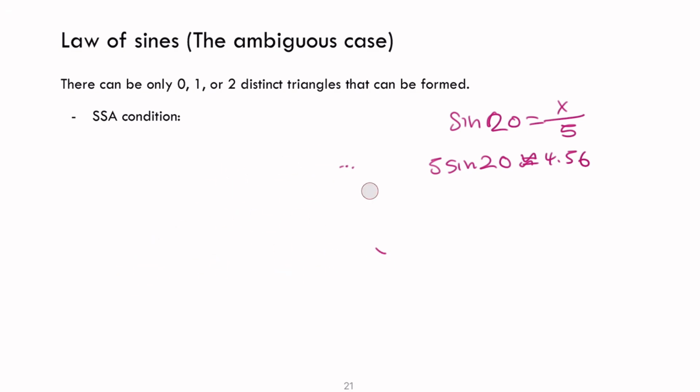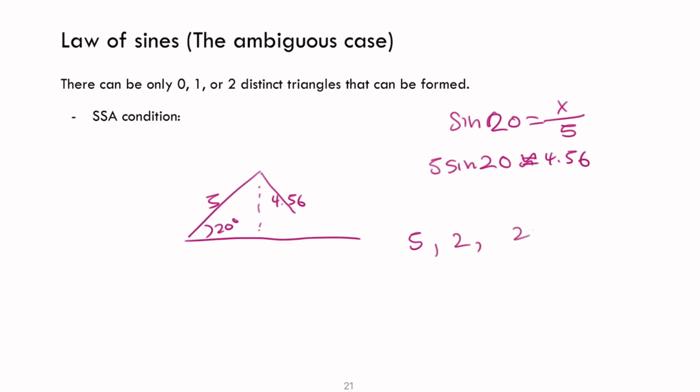So like, since this is, let's say 4.56, and then this is 5, and this is 20 degrees. Since 2 is too short, it'll never be able to form a triangle. So that means that when you're given 5 as a side length, 2 as a side length, and then a 20-degree angle, it cannot form any triangles.